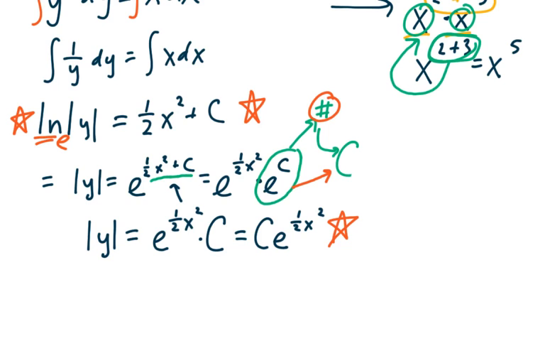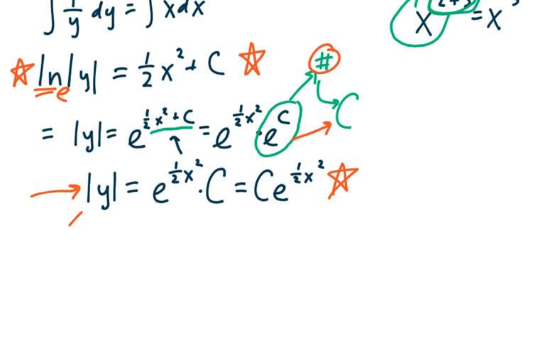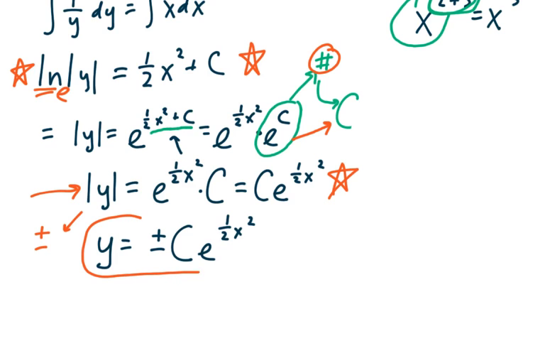Okay, we're almost done. Now we just need to get the y by itself, but it's broken up by absolute value. Remember when we solved absolute value, that just means I have either a plus answer or a minus answer. So final step here, y equals plus or minus c e to the 1/2 x squared. Final answer. We solved the differential equation of dy dx, and we got y equals.